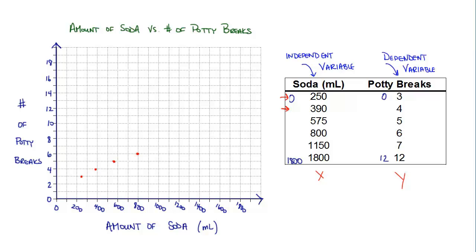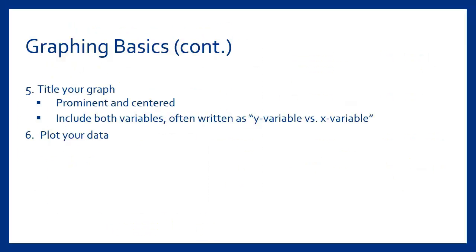1150 milliliters goes with 7 potty breaks. So there's that dot. And then the last one is 1800 milliliters goes with 12 potty breaks. Finally, you need to add a best fit line or a curve.